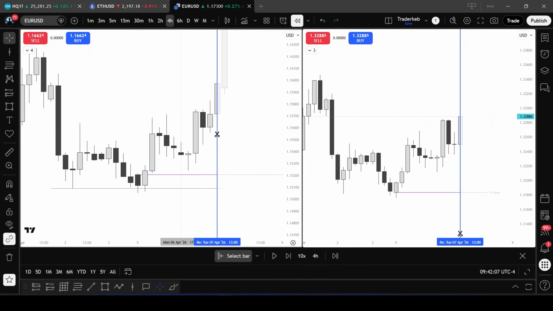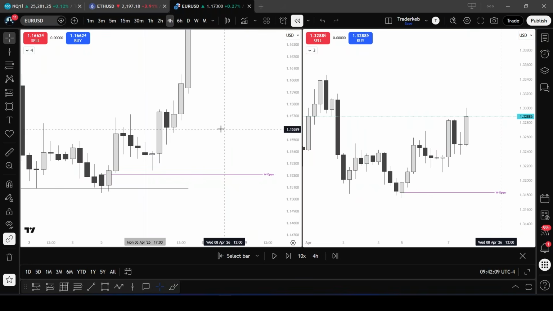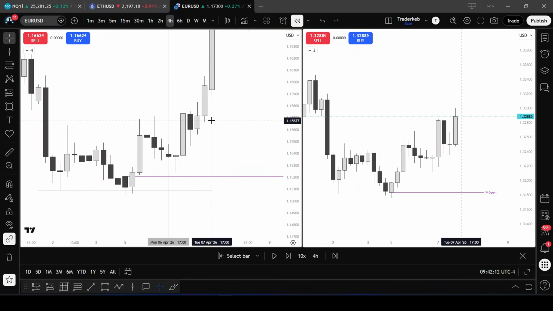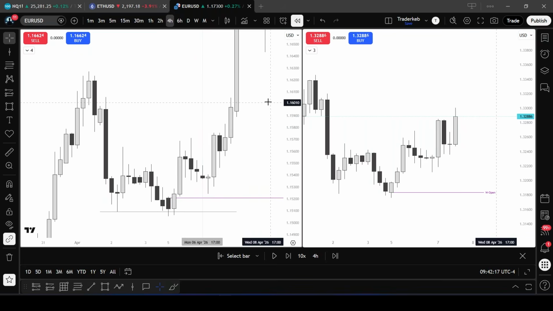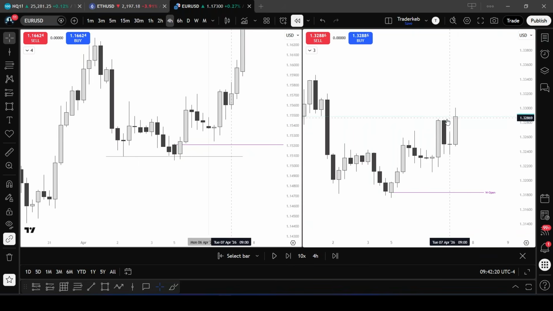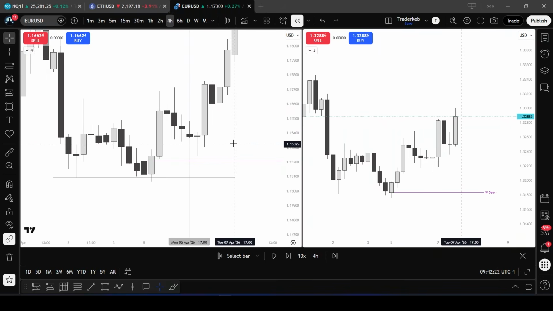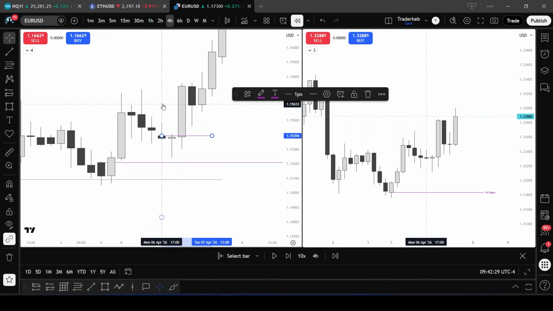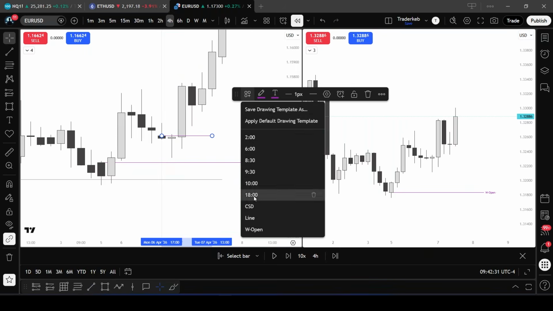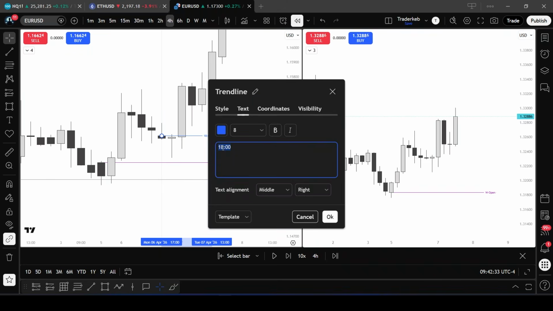Why is this like this? It should actually start from here. Anyways, I don't know why it's not working on this pair. We'll confirm that. Just use it. I don't want to waste too much time here. So we can see the day open here, the 1700 candle. So let me put that here.